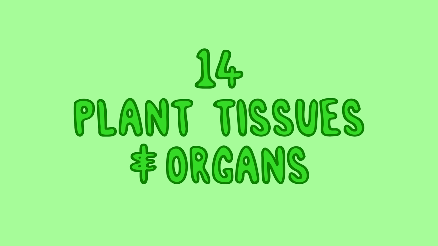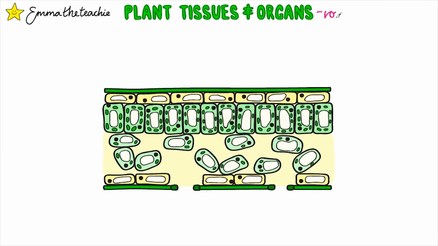14. Plant tissues and organs. Plant organs include the root, stem, flowers, and leaves. We're going to look at the tissues of the leaves and how they help it carry out photosynthesis. This is a cross-section diagram of a leaf, so you can imagine that we've cut through it and are looking at it from the side.